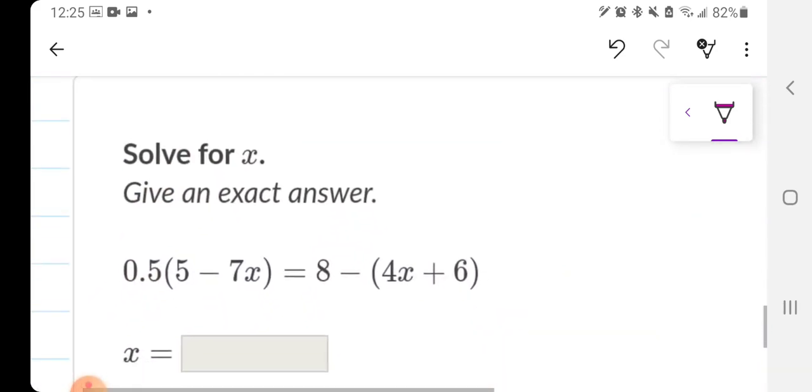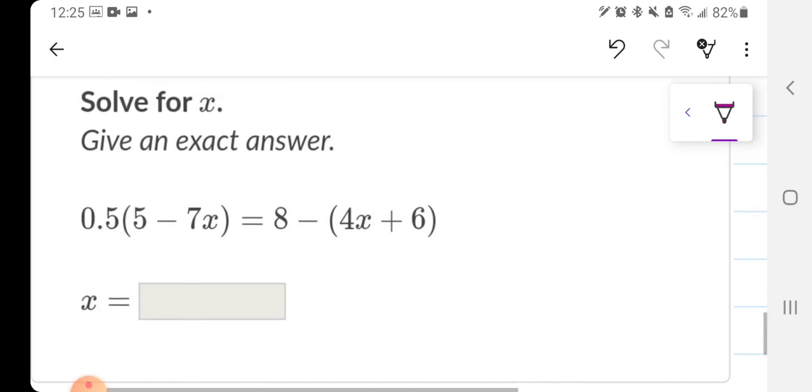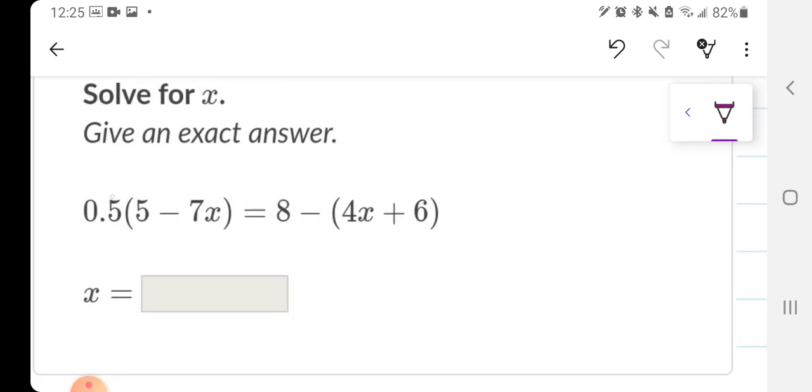Okay, but there's one more. All right, solve for x, give an exact answer. And this time you're going to have decimals in this problem. We did one with fractions, now we're going to have decimals. 0.5 times these things. Well, 0.5 times 5 is actually 2.5. So we're going to have 2.5.